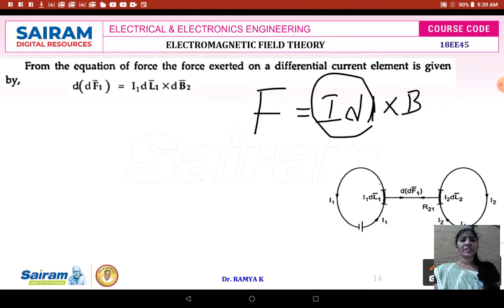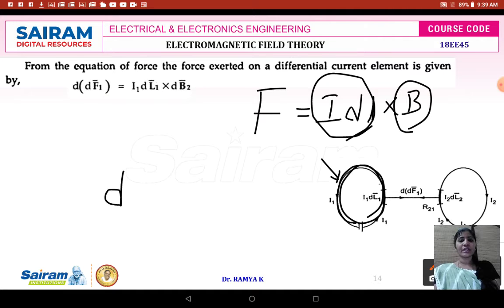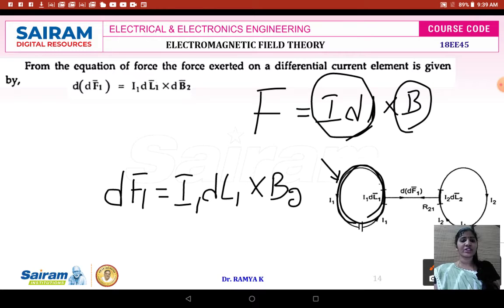I dl is nothing but the current element of the circuit. B is going to be the magnetic field intensity of the other circuit. So if I wanted to identify the differential force exhibited due to this current carrying element, it is going to be dF1, which is equal to, due to my current element 1, that is I1 dL1, interacting with the magnetic flux density of the second coil, then it exhibits a differential force in conductor 1.